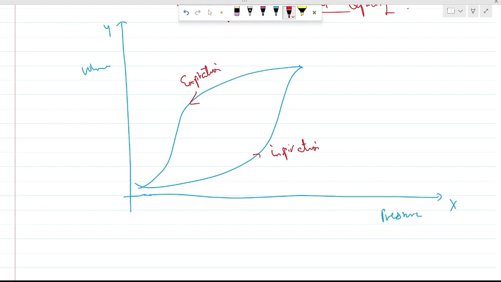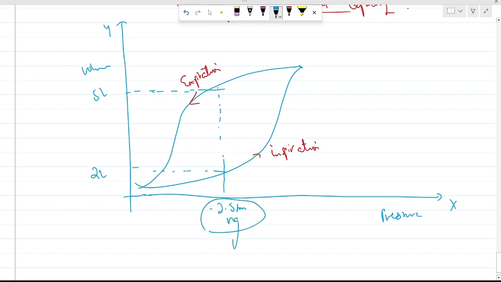During expiration, suppose this is our graph, for a single pressure value we are taking two values of volume. Suppose this is 2 liters and this is 5 liters. The pressure value is minus 2.5 millimeters of mercury at rest. So this is the graph. It's upward going, here is our inspiration, and downward coming, this is our expiration.